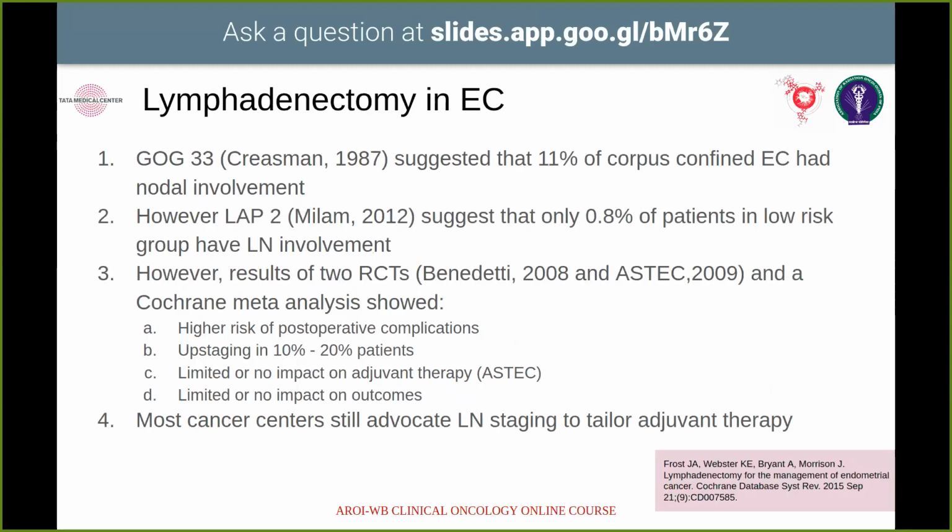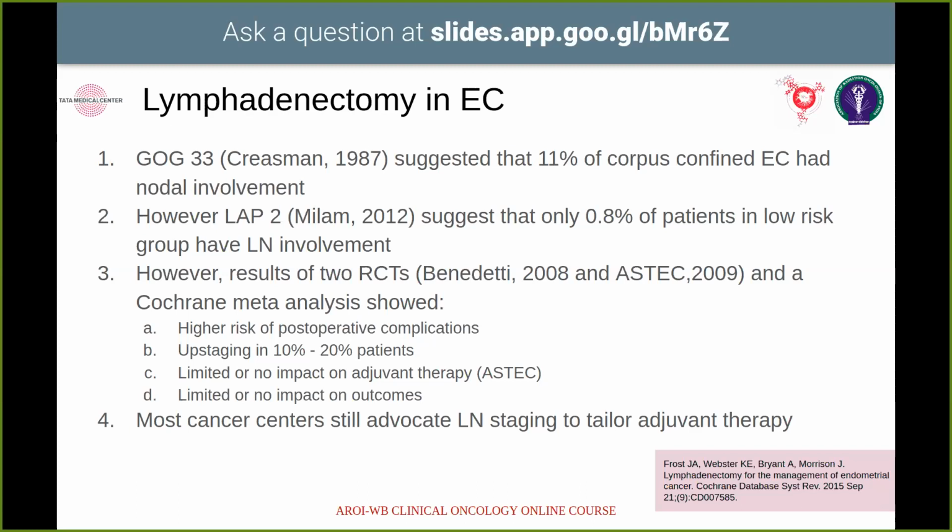A word about the lymphadenopathy in endometrial cancer. This is important because this is an important controversial topic. Now, GOG33 was the first study in 1987, which reported that nearly 11% of endometrial cancers may have nodal involvement. Later on, several studies, however, suggested that the risk, especially in low-risk patients or early-stage patients, is quite low, even less than 1%. Two studies have been done, which are randomized controlled trials, which have evaluated the efficacy of lymphadenectomy versus no lymphadenectomy in early endometrial cancers.